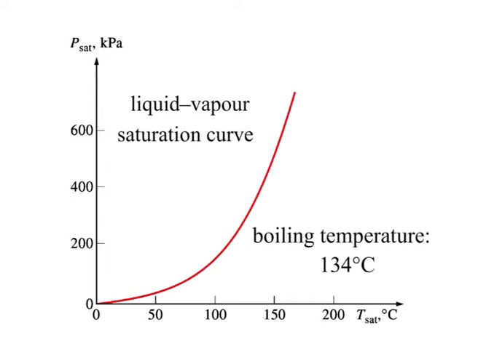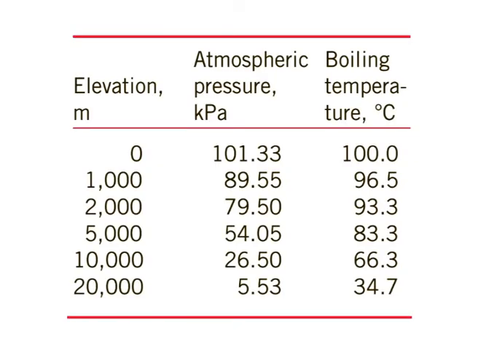The atmospheric pressure and thus the boiling temperature of water decreases with elevation. Therefore, it takes longer to cook at higher altitudes than it does at sea level, unless a pressure cooker is used. The variation of the boiling temperature of water with altitude at standard atmospheric conditions is given in this table. For each 1000-meter increase in elevation, the boiling temperature drops by a little over 3 degrees centigrade.